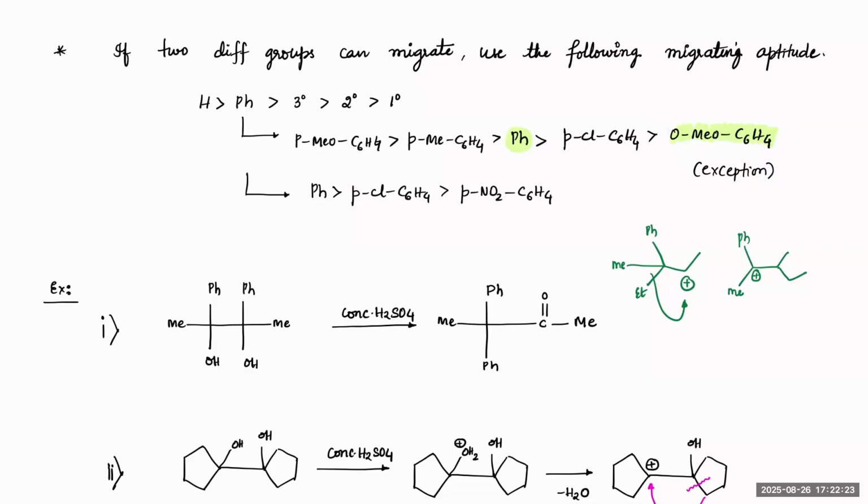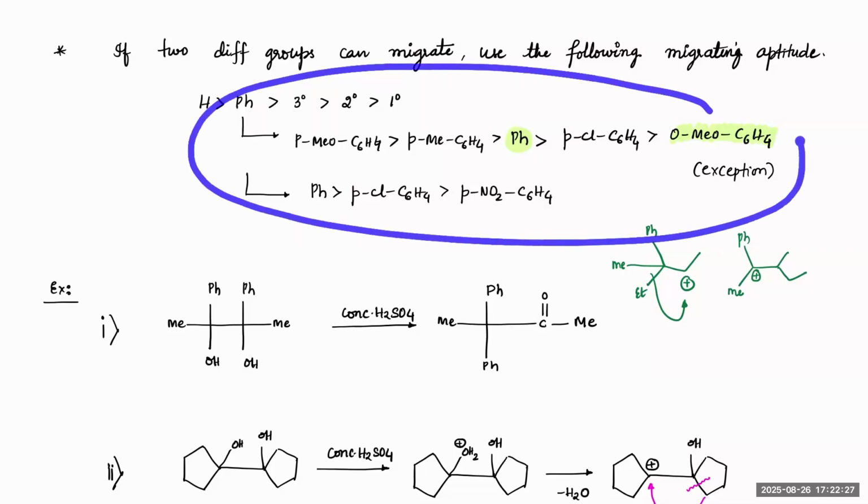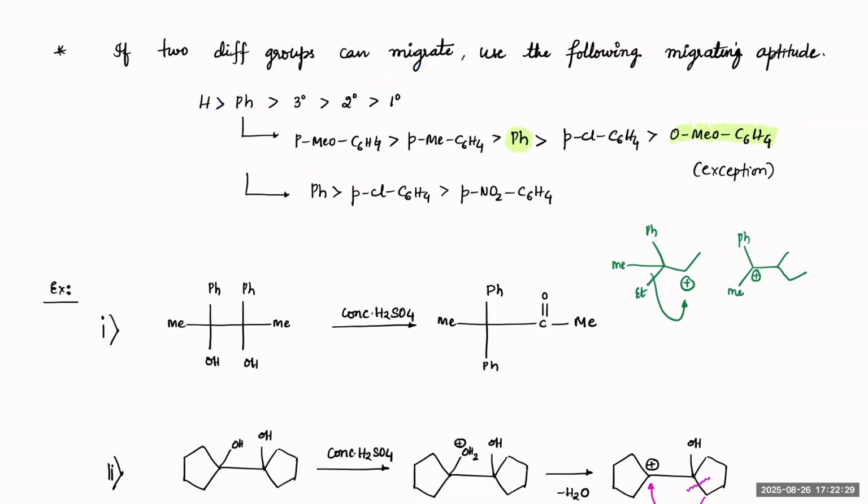But one thing I have noticed in the last 5 years, whenever they have asked, they have actually given this order. So it's not like you have to mug up. But hydrogen, phenyl, and 3 degree, these three things you should know. Rest all the time they have given the order, like which one to migrate.